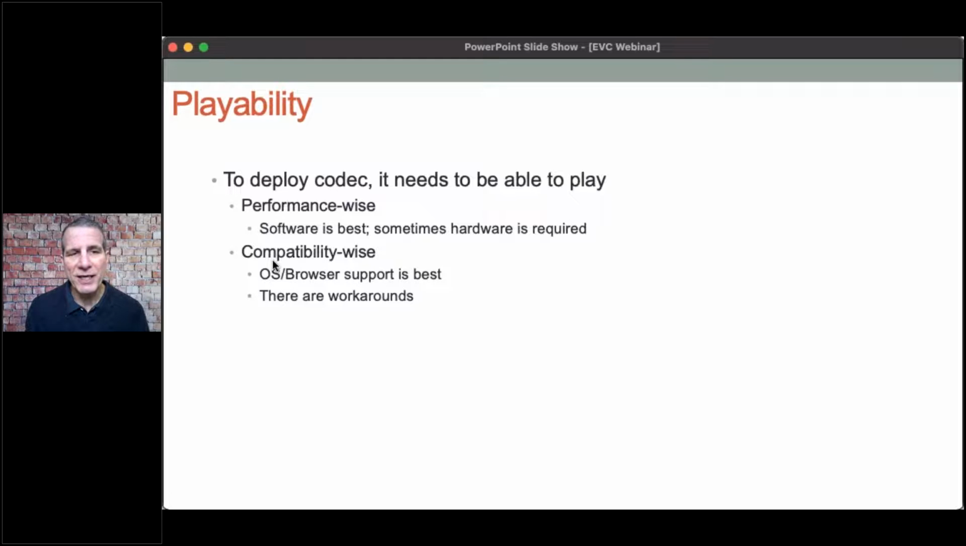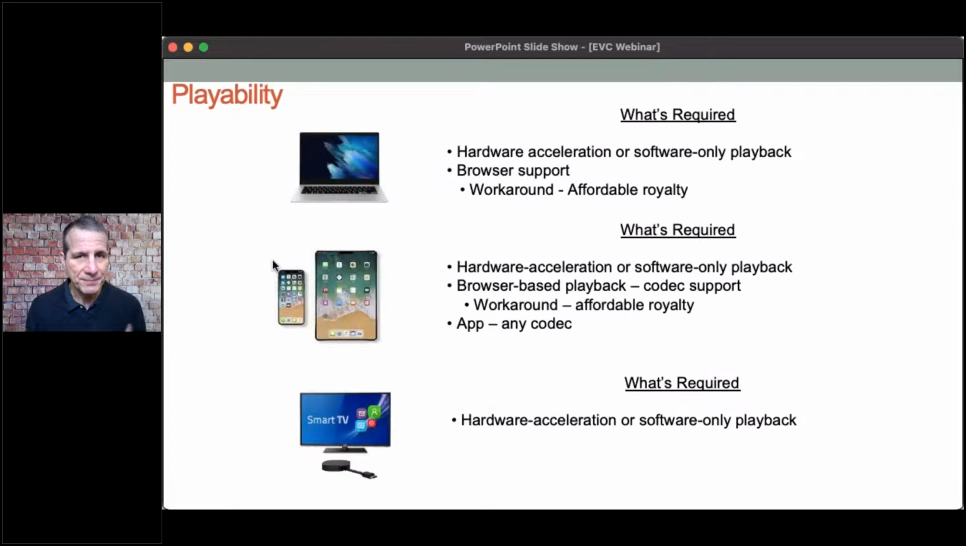And then to deploy a codec, it needs to be able to play. So performance-wise, software only is best because then you don't need hardware. Hardware takes time to implement, costs money. And then compatibility-wise, support in the browser or operating system is best. It's the easiest way to do it, but there are workarounds, and we'll talk about what that might look like for V-Nova and LCEVC in a moment.